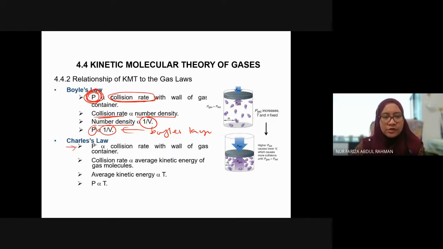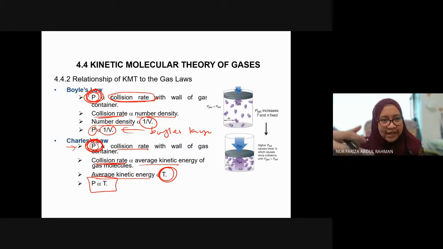Okay, Charles' law, we know that pressure is directly proportional to collision rate. This is the KMT. Collision rate is directly proportional to average kinetic energy. When kinetic energy increases, of course collision rate also increases. And we know that average kinetic energy is directly proportional to temperature. Temperature increases, kinetic energy will also increase. Right? And at the end of the day, P is directly proportional to T. So this is what Charles stated last time.